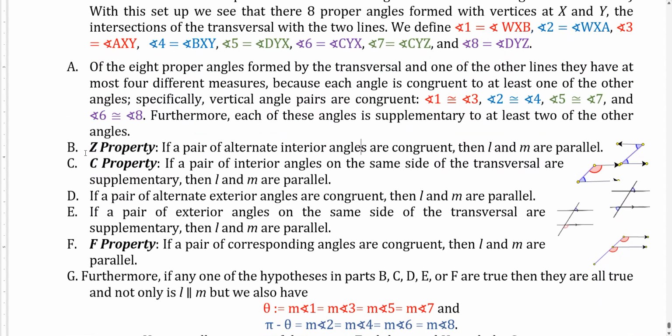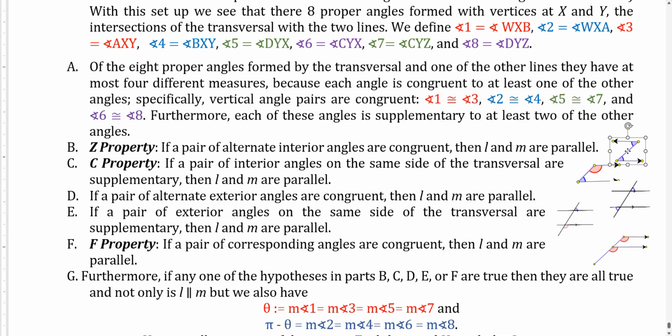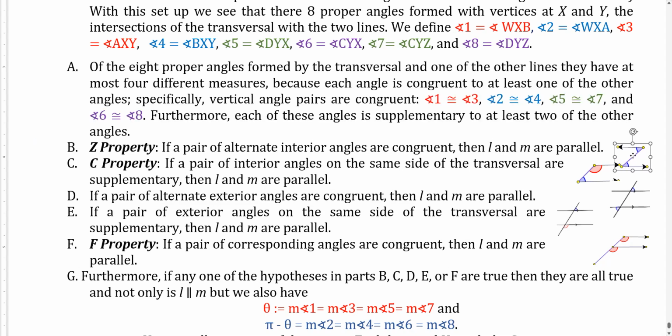Now, these letters that I use, Z property, C property, F property, I picked that up somewhere along the line, but they are not necessarily completely standard letters, but they're pretty useful. Why do they do this? So here, if you look at the picture right here, you can kind of see why we would call this the Z property. You can kind of see the letter Z, and these angles here are the ones we're talking about.